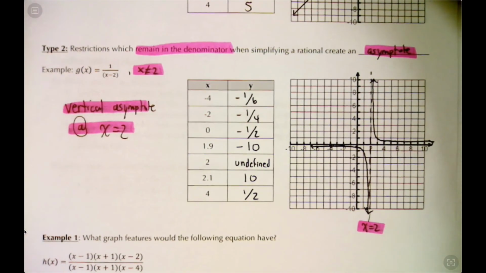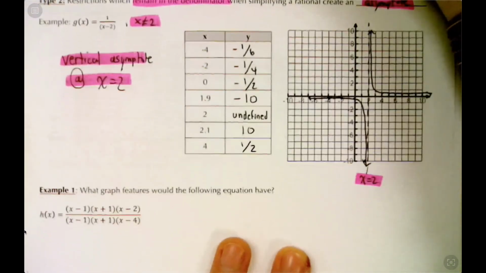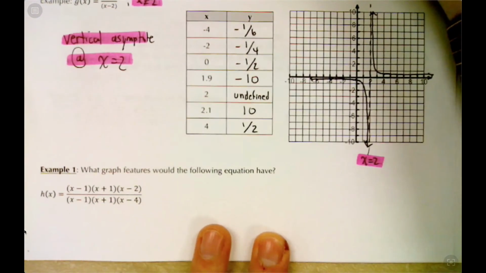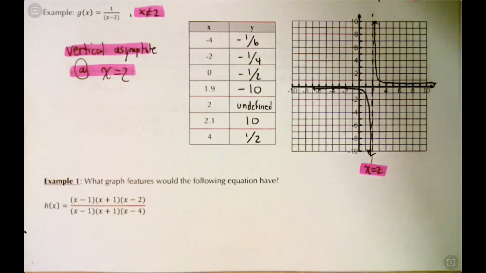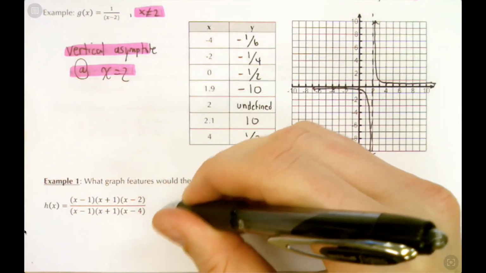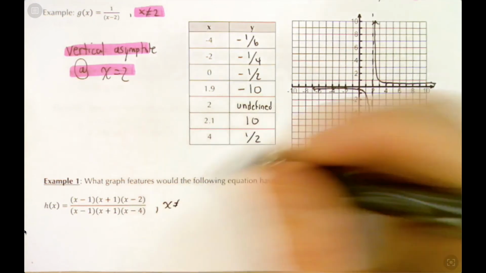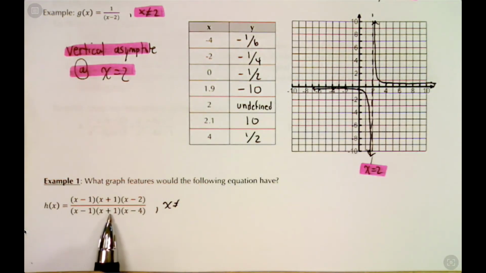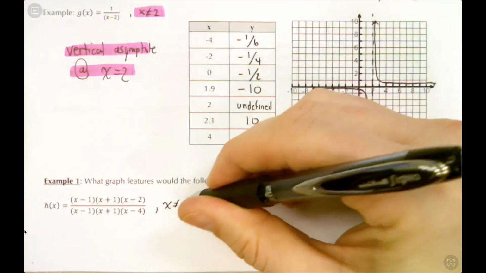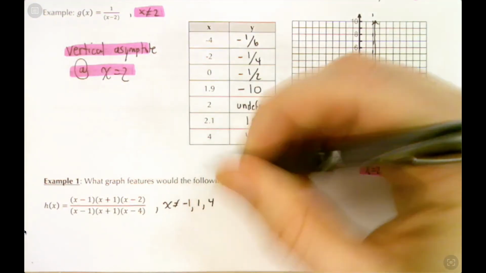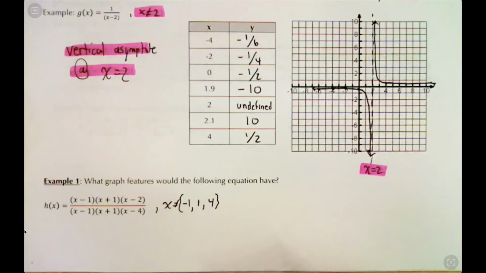So to consolidate, let's take a look down here. I've got a rational function that has not been simplified. What features of the graph would this function have? Well, we have 3 restrictions. X can't be 1, -1, or 4. I'm going to write those in order: -1, 1, and 4. Those are all the values that make 0 in the denominator.